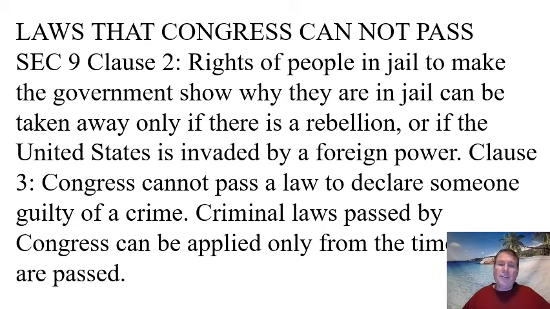Under Clause 3, Congress can't pass a law to declare someone guilty of a crime. That is, criminal laws have to apply to everyone equally. They can't just apply to one person. And this comes from our English heritage, because way back in English heritage, the British Parliament, if they didn't like someone, they simply passed a law against that person, declaring the person illegal and basically throwing them in jail for breaking the law of being themselves. So Congress can't pass those sorts of laws.